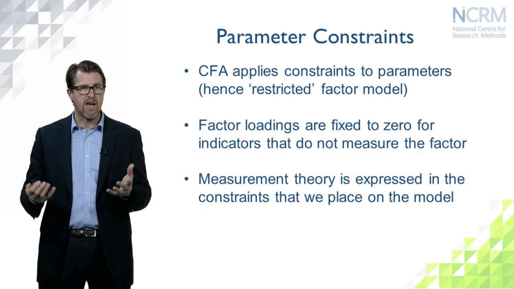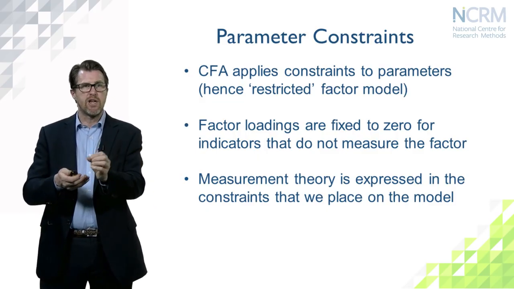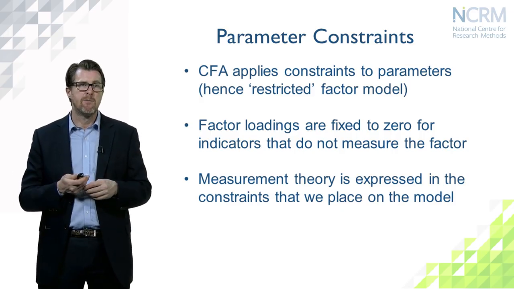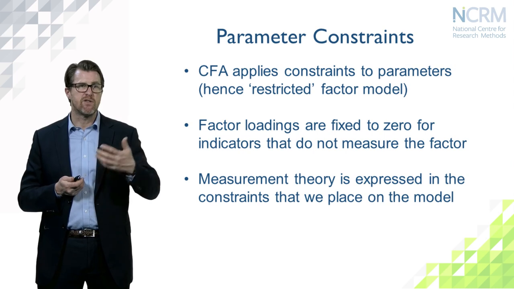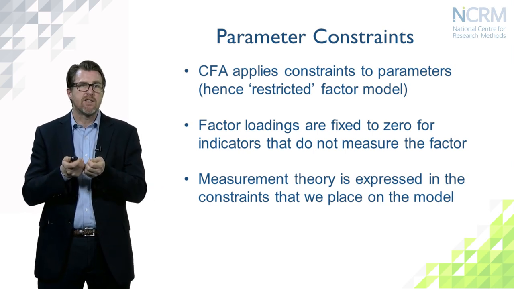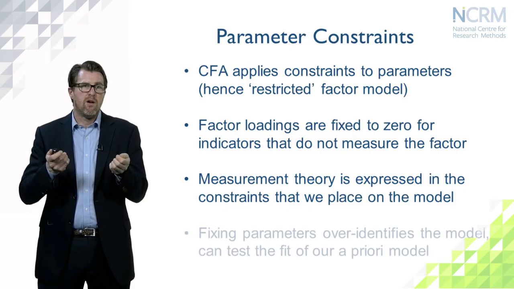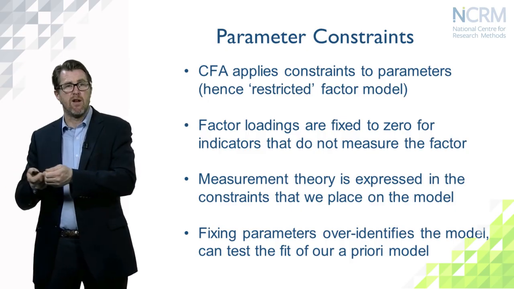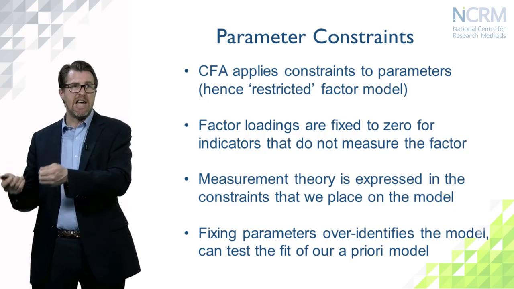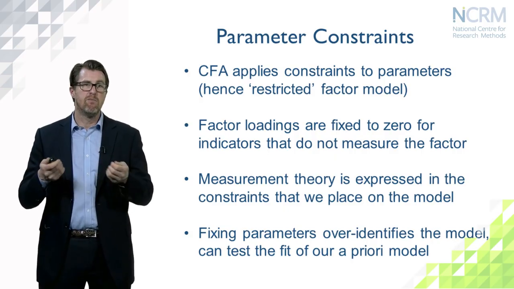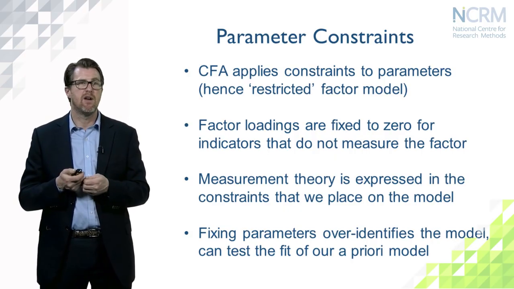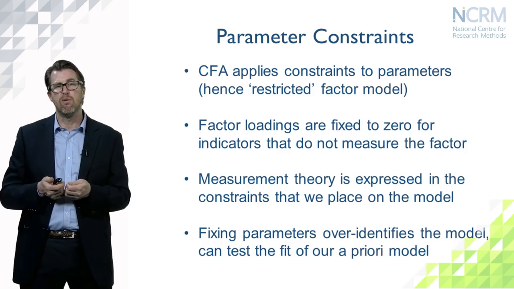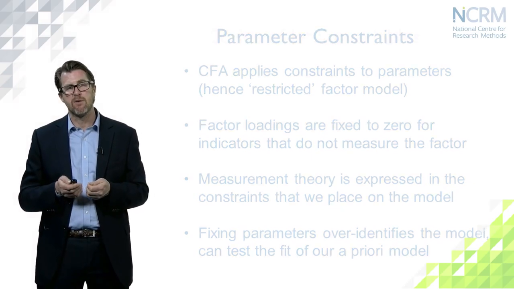So we're not just estimating everything, but we are placing restrictions on the values that parameters can take. And those restrictions, those fixing of parameters, they over-identify the model. So we are placing restrictions which give us more degrees of freedom in our model, which enable us in turn to test the fit of our model compared to the matrix that we've actually observed, S, the sample variance covariance matrix.